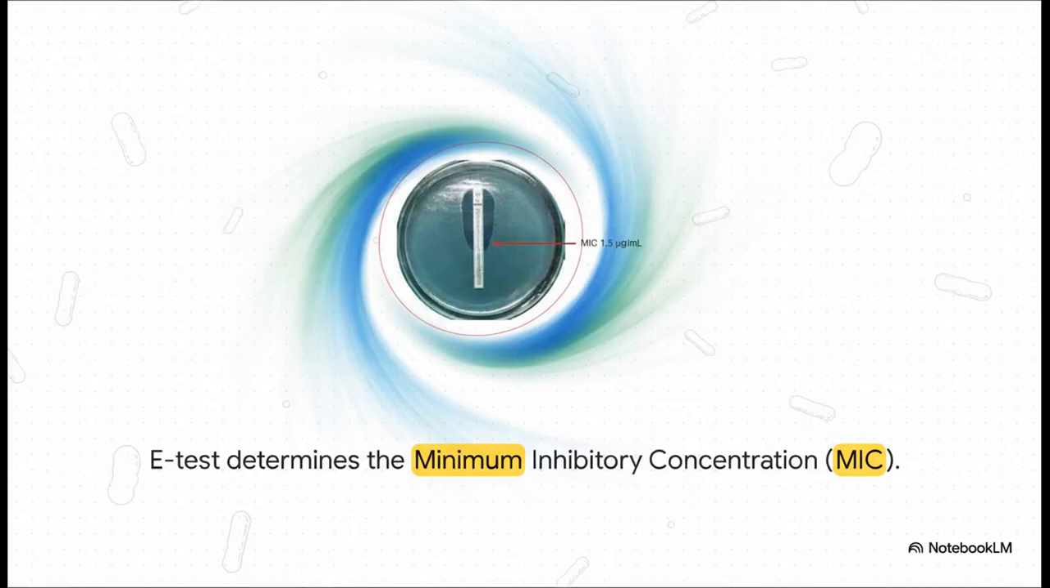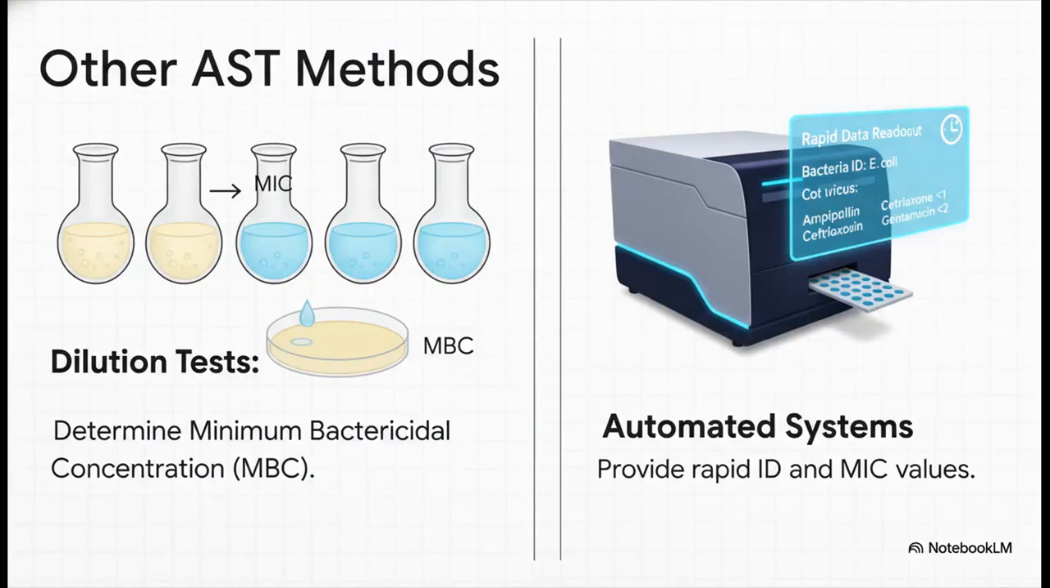The Etest takes it a step further. It doesn't just give us a yes or no, it gives us a number. This strip has a gradient of the drug, and where the bacteria stop growing, that tells us the minimum inhibitory concentration, the MIC. It's the lowest possible dose we need to stop the bug. And knowing that number is everything. It lets us find that Goldilocks dose, strong enough to work, but not so strong that we cause unnecessary side effects. But we can get even more info.